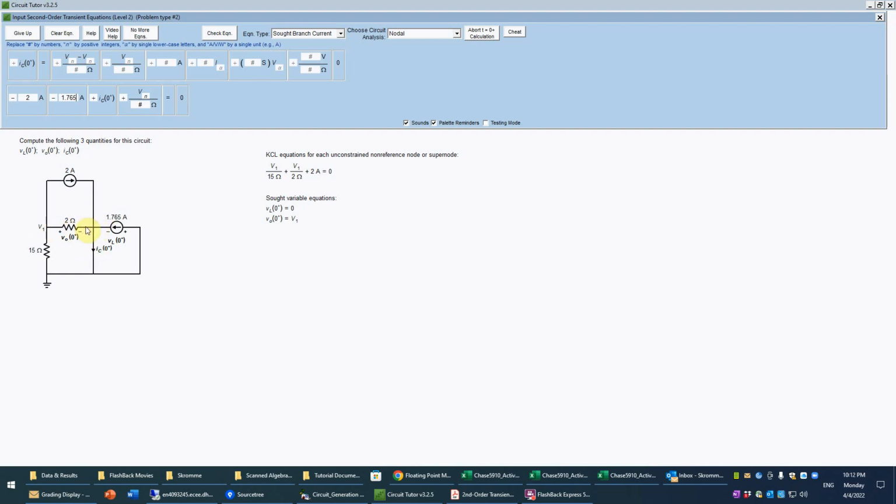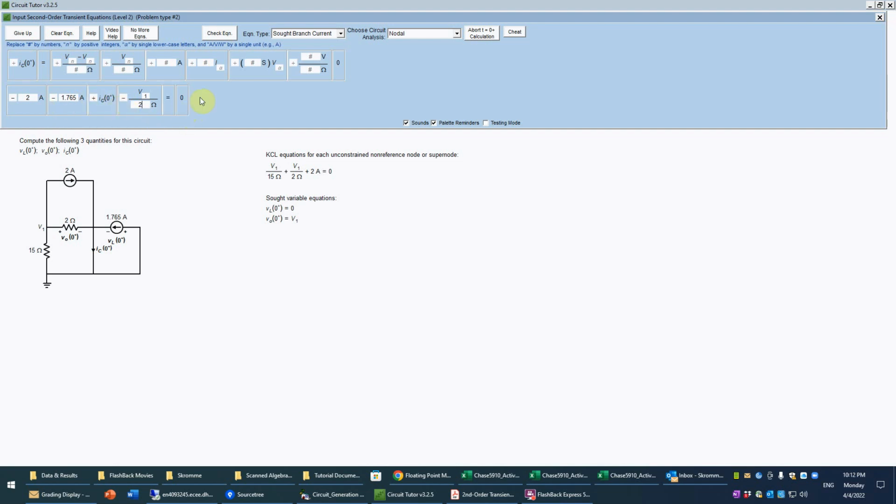Then I want the current going this way through the 2 ohm resistor to the left, because that would also be leaving this closed surface. So that would be negative V1 divided by the 2 ohms. That's because the voltage we come from is 0 and we're going to V1, so 0 minus V1 is negative V1 divided by 2 ohms. So that's an equation, sort of an indirect one, for IC of 0 plus.